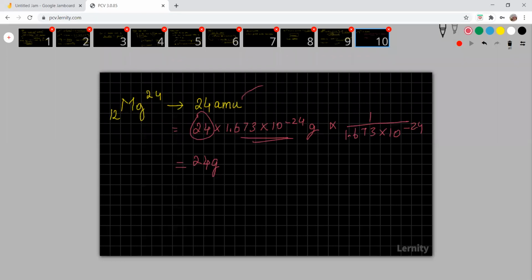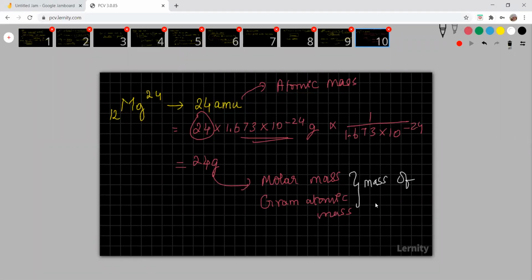So this is atomic mass, that is the mass of one atom. This is molar mass or gram atomic mass, which is nothing but the mass of 1 mole of atoms. Hope I have made it clear. Clear? Just note it down.